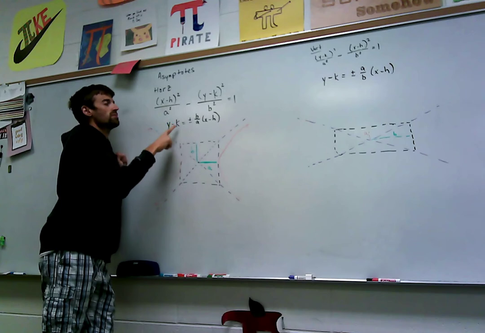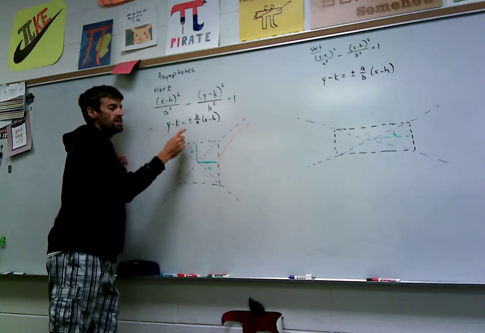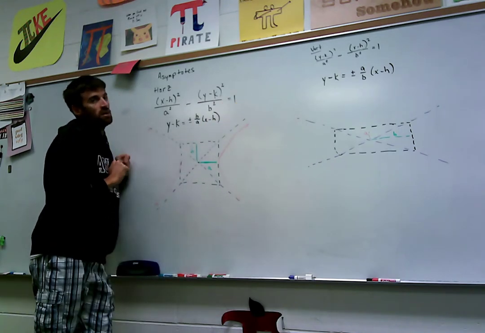So in a horizontal hyperbola, this is the equation. It's plus or minus. Notice I have one that's a positive slope, one that's a negative slope.